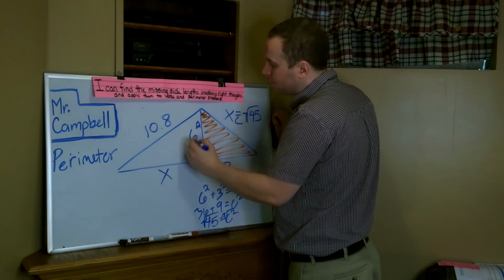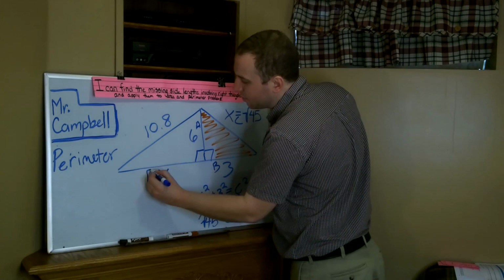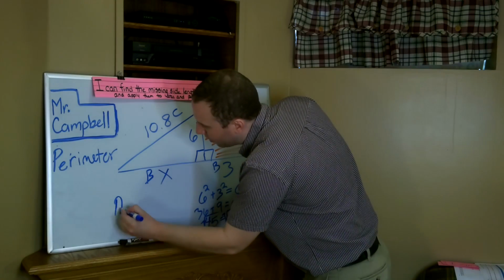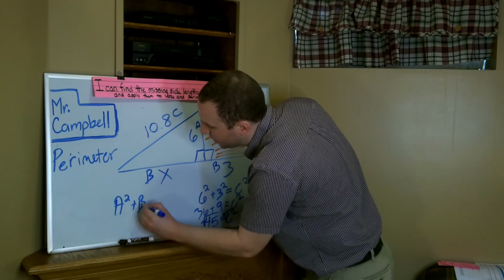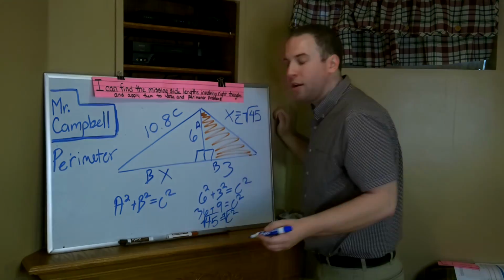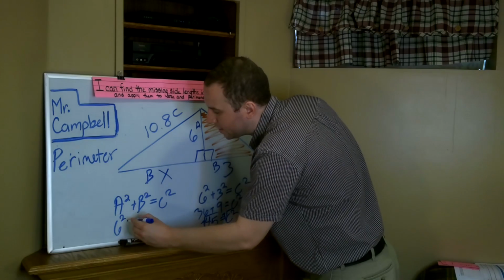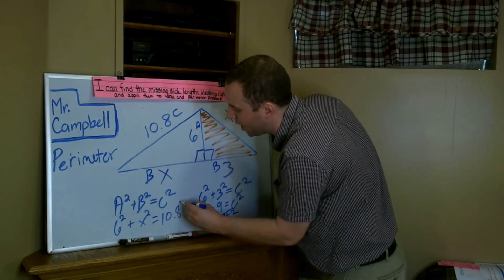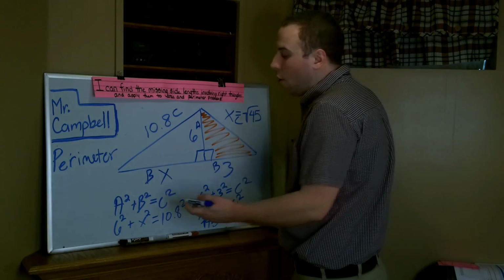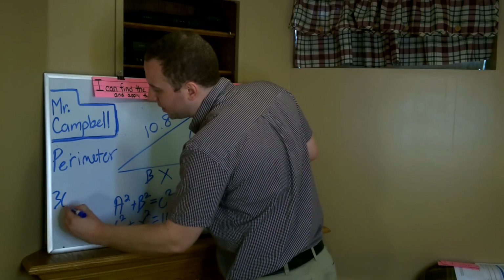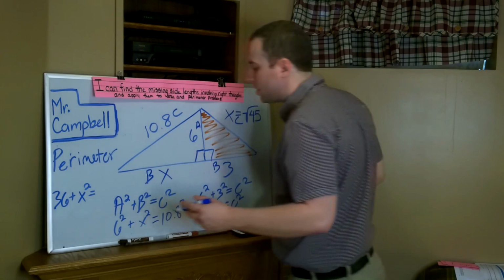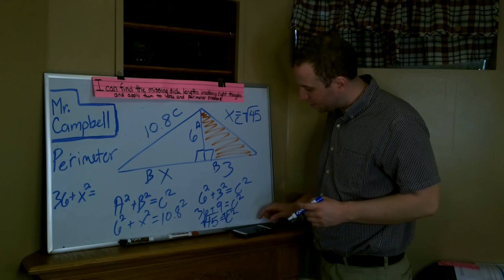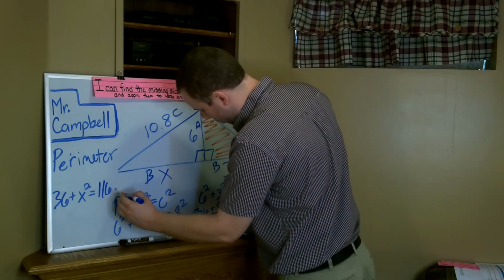For this triangle, let's keep 6 as a, make x b, and make 10.8 c. So again, using the Pythagorean Theorem, a squared plus b squared equals c squared. A is going to be 6 squared plus b, which is x squared, equals c squared, which is 10.8 squared. 6 times 6 will give me 36, plus x squared equals, now I'm going to have to use a calculator here, so 10.8 times 10.8 will give me 116.64.